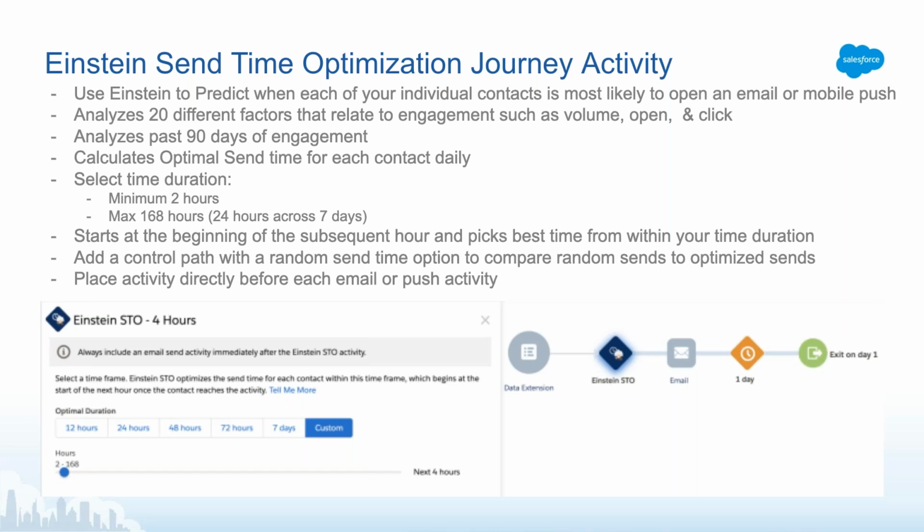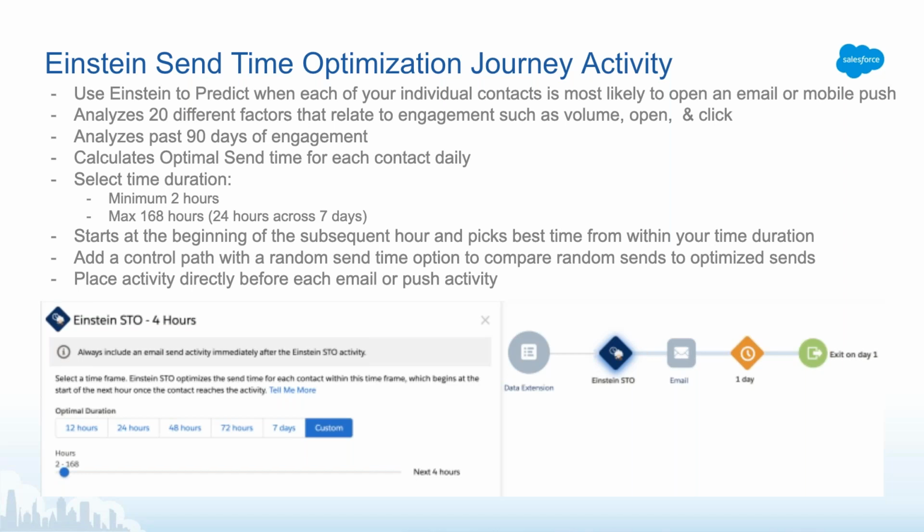So Einstein send-time optimization uses the Einstein AI to predict when each of your individual contacts is most likely to open an email or a mobile push. It runs a calculation daily, analyzing 20 different factors that relate to engagement, including send volume, open, click. It looks at the last 90 days of your engagement, and it decides out of the 168 time slots it has available to it, that's each hour for 7 days, what time and day is most optimal for you to send to.